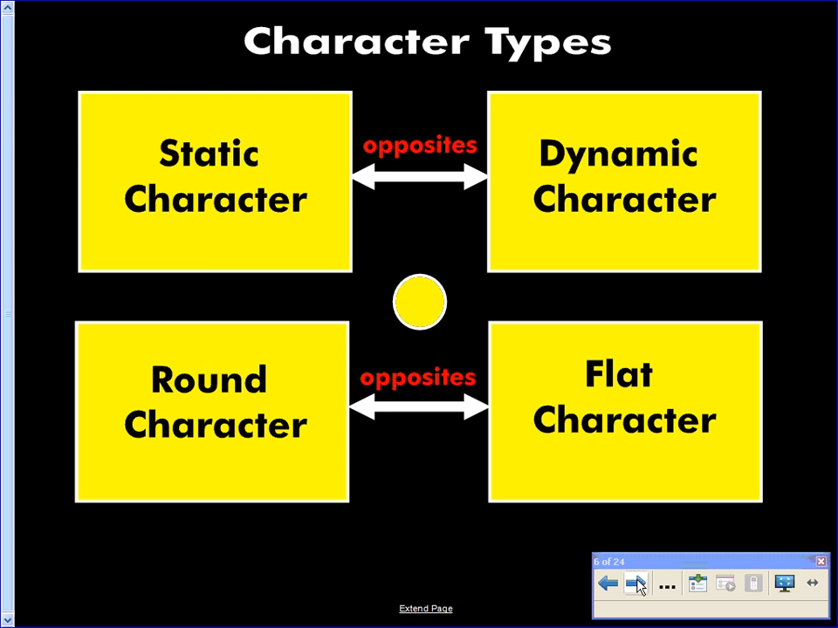We have 4 different types of character. The characters are static, dynamic, round, and flat. So I'll give you a moment to set up your page with those. Notice the antonyms, the opposites. Static is the antonym of dynamic. Round is the antonym of flat.